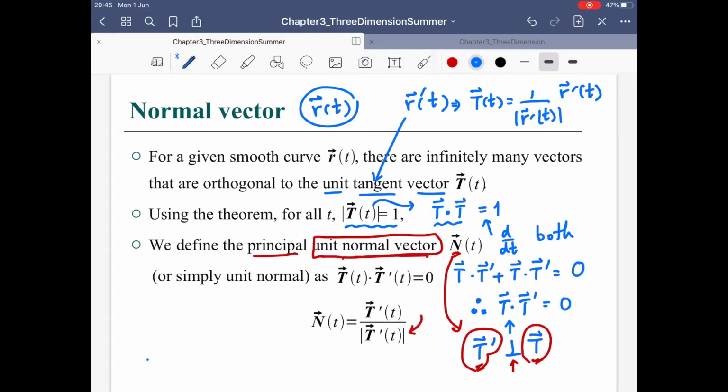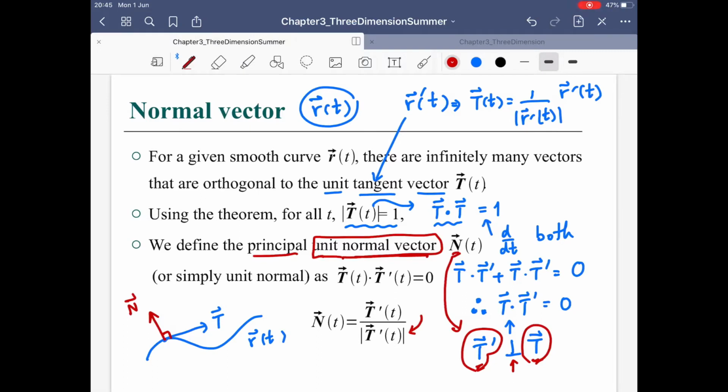So it means that right now it looks like you have your r(t) as a curve in three-dimensional space, and then you have your tangent vector as a unit tangent vector T, and then you have your unit normal vector, which is the one that is perpendicular or orthogonal to the unit tangent vector T.